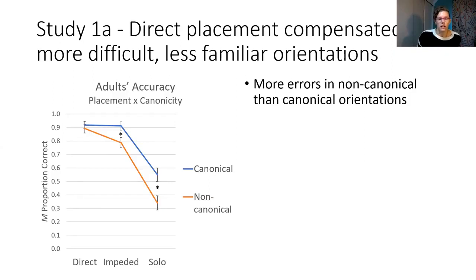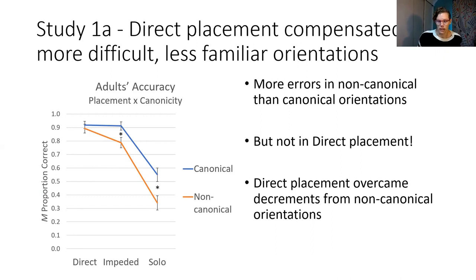But we also found that that was not the case in direct placement, right? So when the items were in direct placement, it completely made up for the difficulties that were imposed by these really unfamiliar ways of looking at the stimuli. And we see also that the benefit we get for direct over impeded is really just being driven by these non-canonical items.